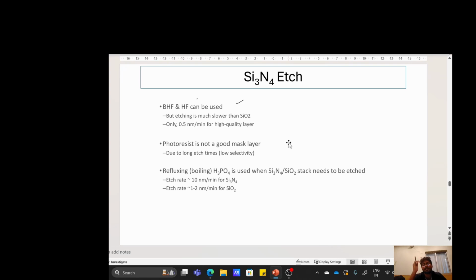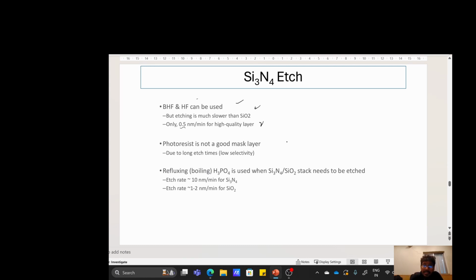In silicon nitride etching, BHF or HF can be used, but etching is much slower than SiO2. It is typically 0.5 nanometer per minute for a very high quality layer of silicon nitride. This is very little, so it will take hours to etch 50 nanometer of silicon nitride. That will take 100 minutes. The time is too high, so you also do not want this.